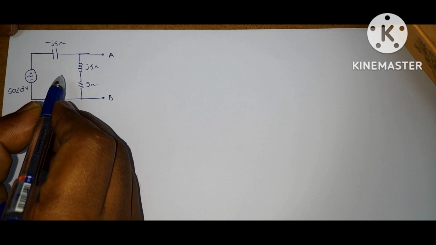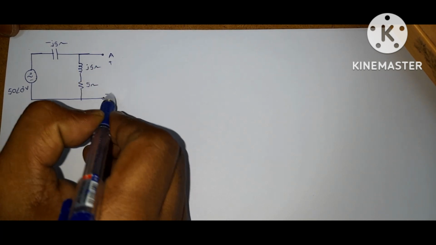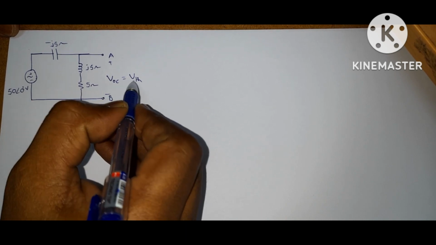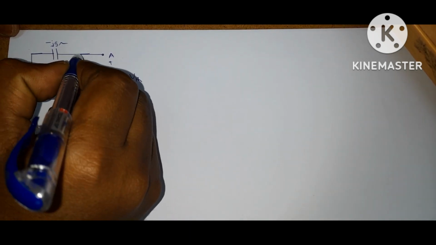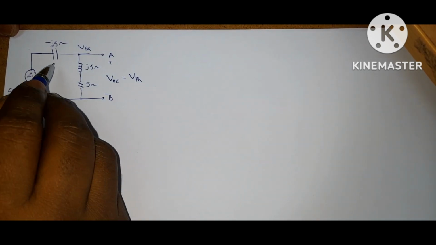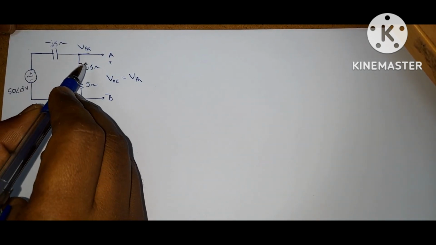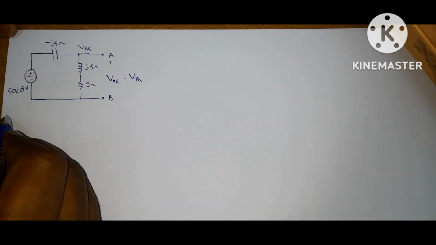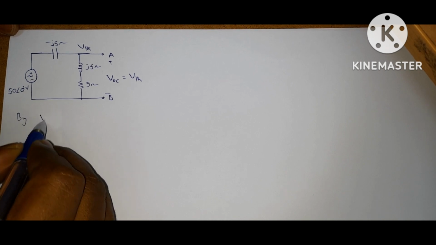So first find VOC. So here this is VOC. VOC is equal to Vth. Open circuit voltage is equal to Thevenin voltage. So this node voltage becomes the Thevenin voltage. You can apply any rule. You can apply Ohm's law or the voltage division rule or nodal analysis. Okay, so I am applying the voltage division rule.